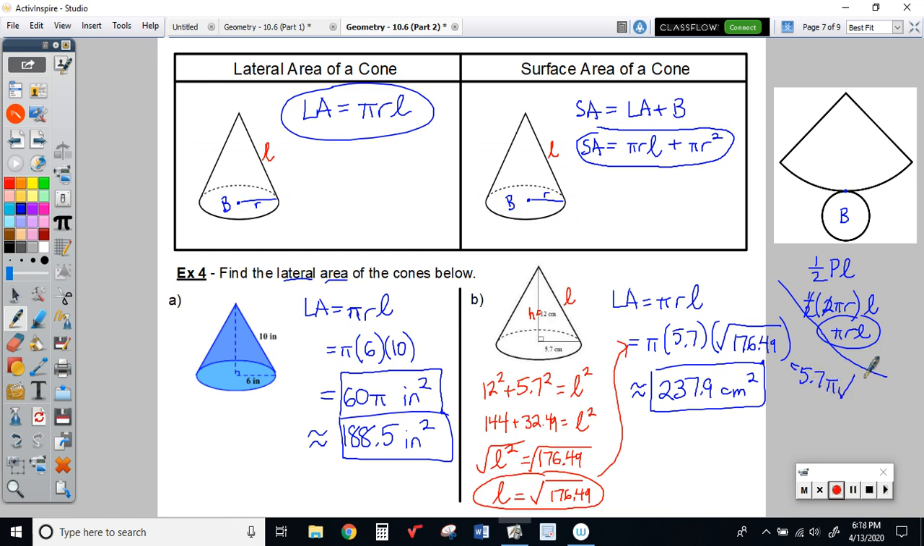You could call this as well 5.7 pi times the square root of 176.49 centimeters squared. That would be an exact pi form, radical form answer, but I would not expect you to have to write something down like that with decimals, radicals, and pi form. Most likely they're going to ask you for a rounded to the nearest tenth answer on something like that.